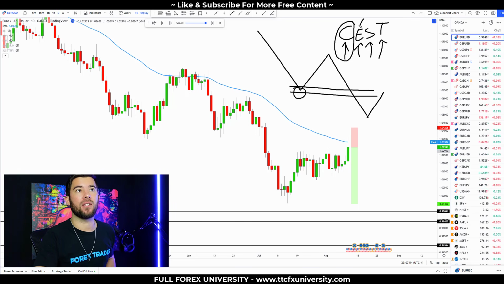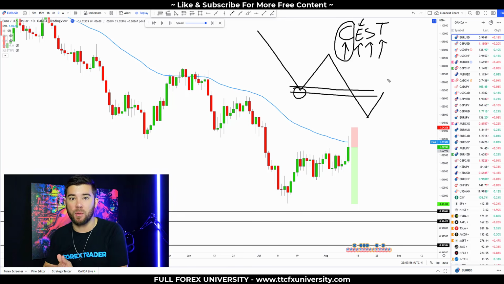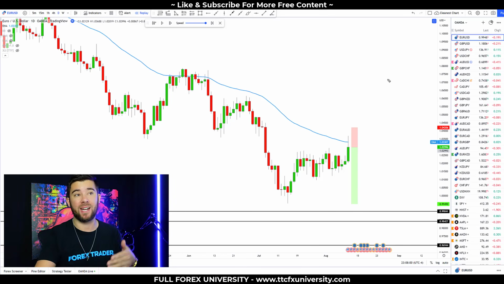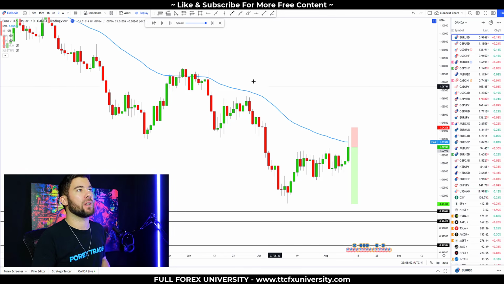The next step is to look at entries. For the entries, we're going to be dropping down to the 4-hour time frame. And to give you a really good example of this, I'm going to show you a trade I actually took here on the euro dollar recently.